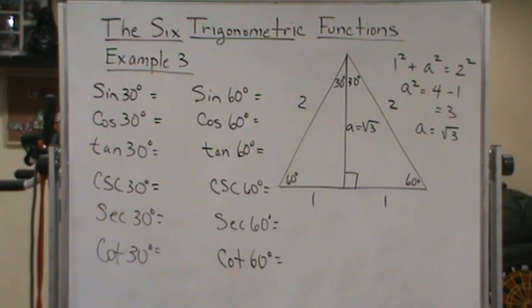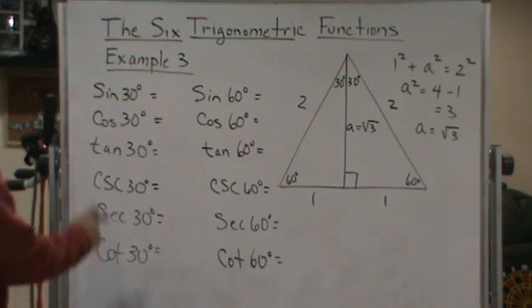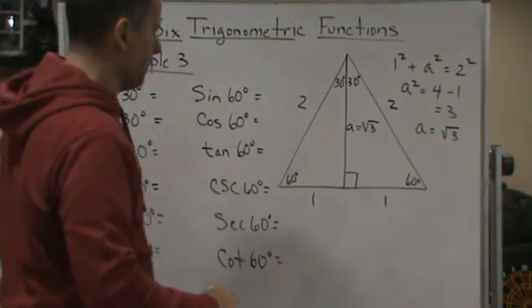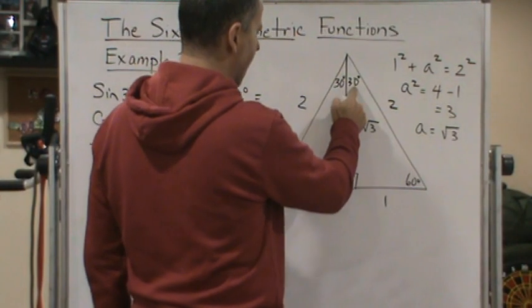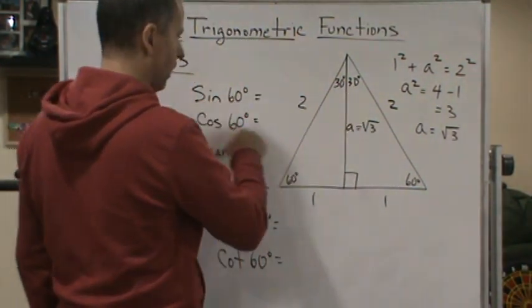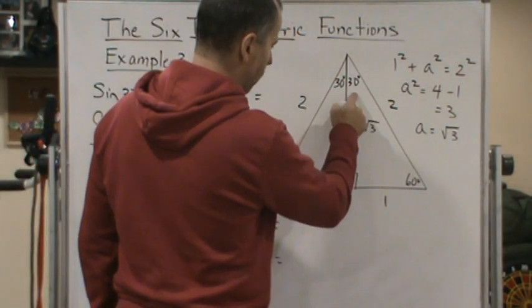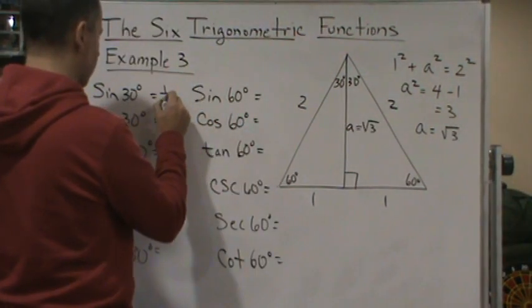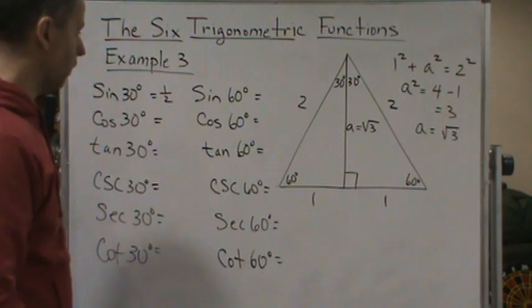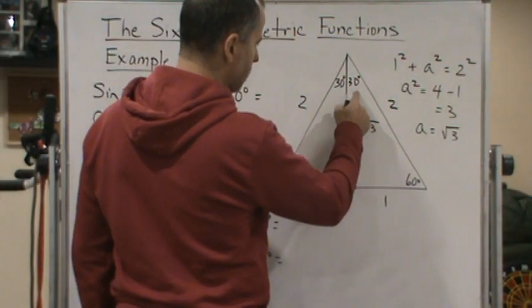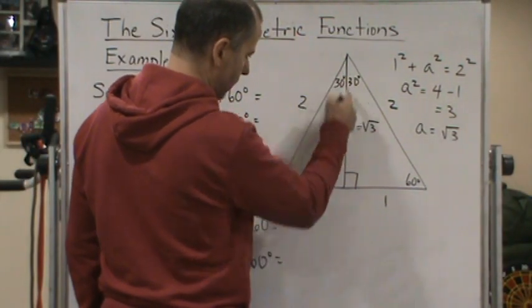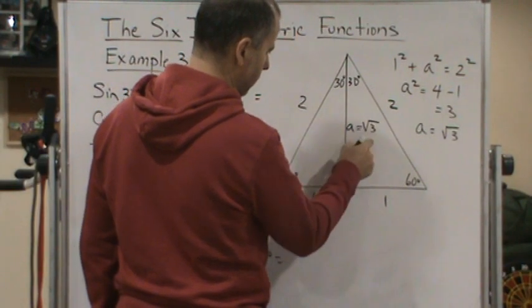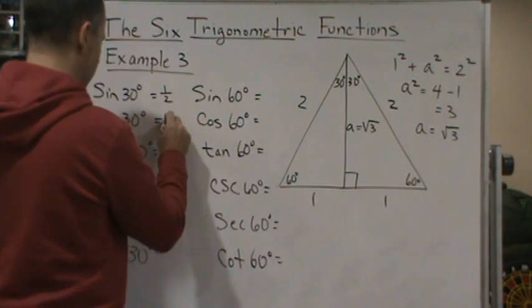Okay, so now all we have to do is just remember the ratios. So sine of 30, so here's 30. It's opposite over hypotenuse. Where's the hypotenuse? Right here. So opposite is 1 over 2. So sine of 30 is going to be 1/2. Cosine of 30 is adjacent over hypotenuse, and the adjacent is this altitude. That's going to be square root of 3 over 2.